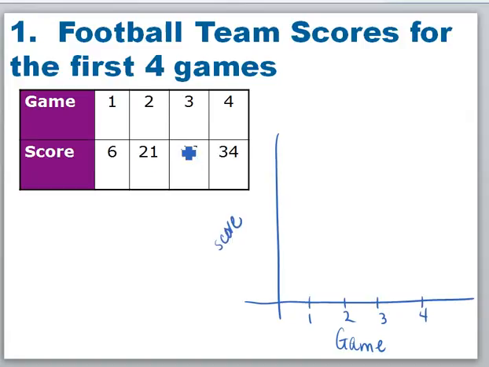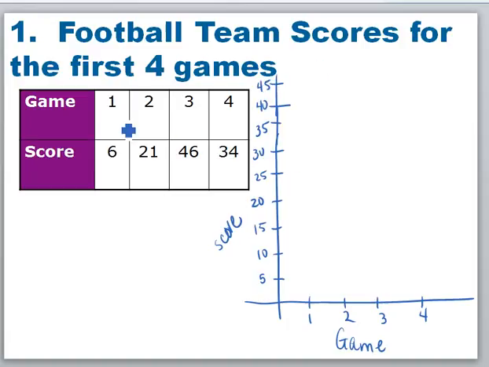So my lowest value is 6, it goes up to 46. So maybe I'll count by 5s. 5, 10, 15, 20. Make sure you're consistent in your scale, meaning you're counting by a specific number. You're not just jumping all over. Oops, I missed this. That's 46. So I got to keep going. 40 and 45. That should be good.